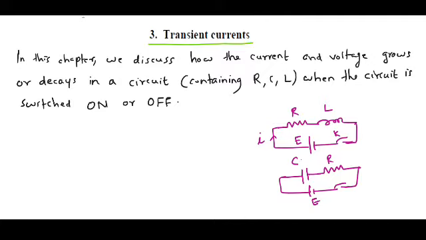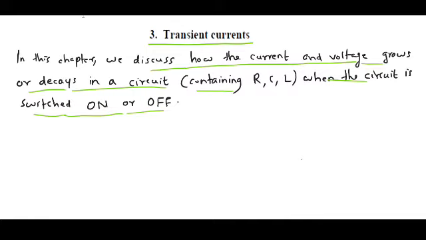Throughout this module, we will discuss how this current and voltage grows or decays in the circuit when the circuit is just switched on or off. Fine. Now, what does the term transient current mean? Transient current means it's an oscillatory or periodic current that flows in a circuit for a short time.